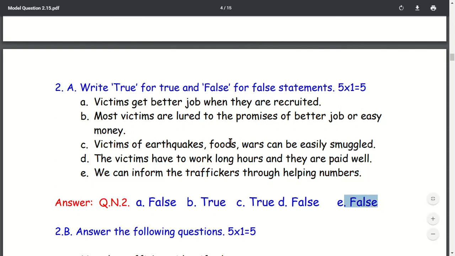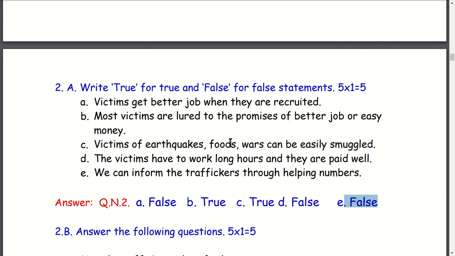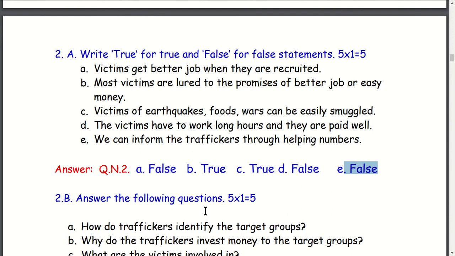This question carries 5 marks. There are 5 questions and you have to write true or false, F for false, T for true. Now you have to write true and false clearly so that you will not lose marks here.